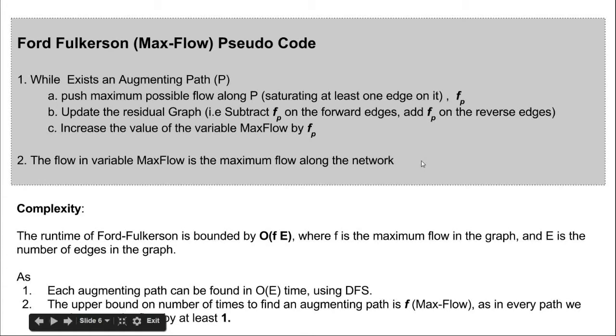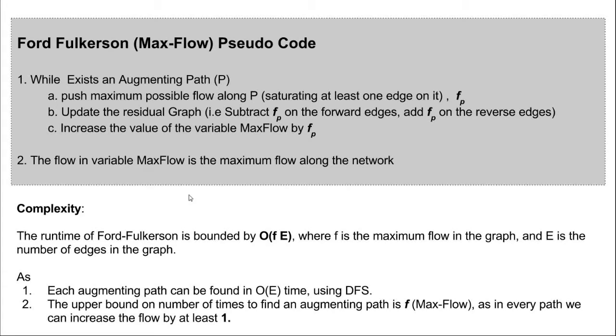Let's go to the actual pseudocode of Ford-Fulkerson. 1. While there exists an augmenting path P, push the maximum possible flow along P, saturating at least one edge on it. Call this flow FP. The maximum possible flow along P is the same as the minimum capacity along any edge along this path. So if you're pushing that much flow, we're actually saturating that minimum capacity edge. Then B. Update the residual graph, that is, subtract FP on the forward edges and add FP on the reverse edges. That's the definition of the residual graph.